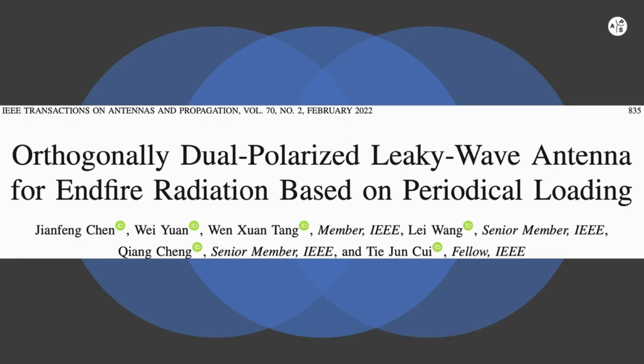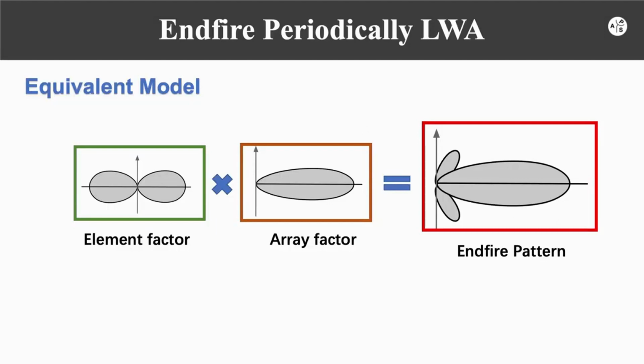In this video, we will introduce a method to control the radiation of leaky wave antenna along the end-fire direction over wide frequency band and meanwhile realize dual-polarized radiation with high channel isolation. We assume the periodically leaky wave antenna as an antenna array. The radiation performance is determined by the product of the element factor and array factor. Aiming at a wideband end-fire radiation, the effective element factor and array factor should have end-fire patterns among the working band.